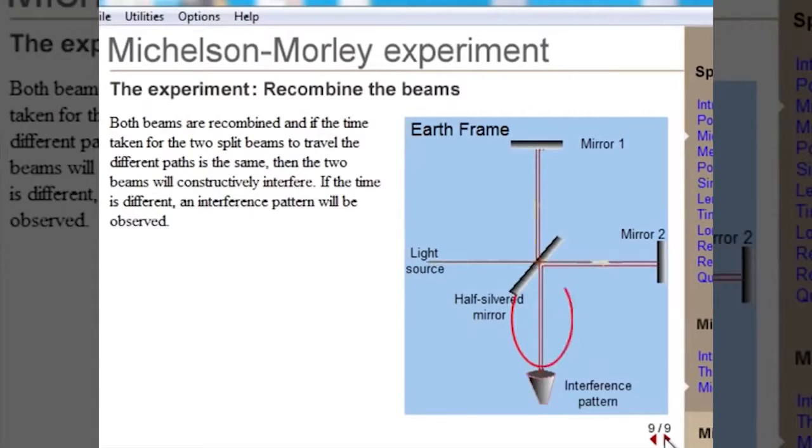Here the 2 light beams are recombined together, and if they are in phase, they will constructively interfere. But if the speed was different in the 2 paths, they would combine to give an interference pattern.